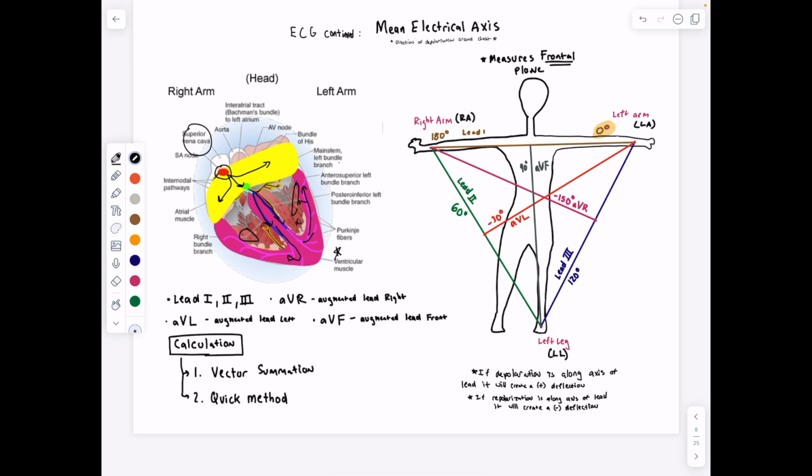So this is the approximate direction of the normal conduction in the heart. And so we can use that to determine if this person has healthy conduction, and their heart is conducting electrical impulses correctly through the mean electrical axis. And so how do we actually go about determining this information?